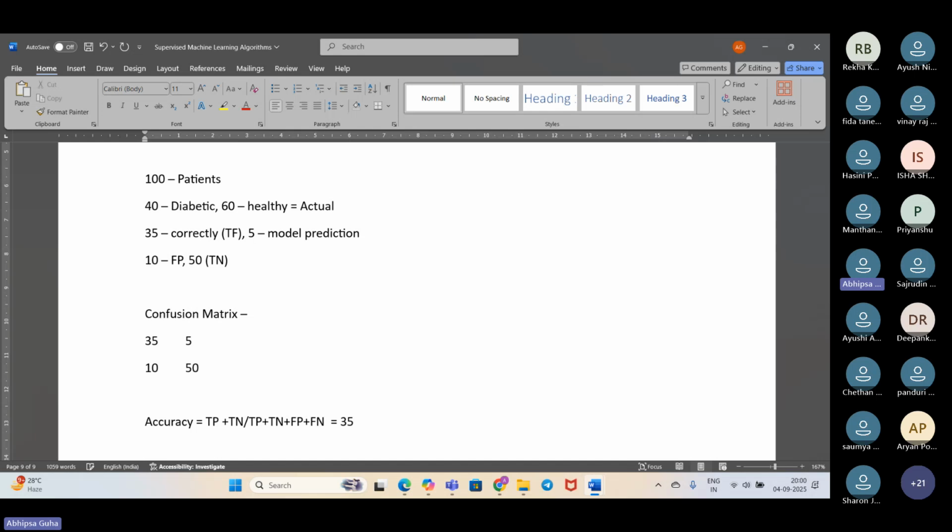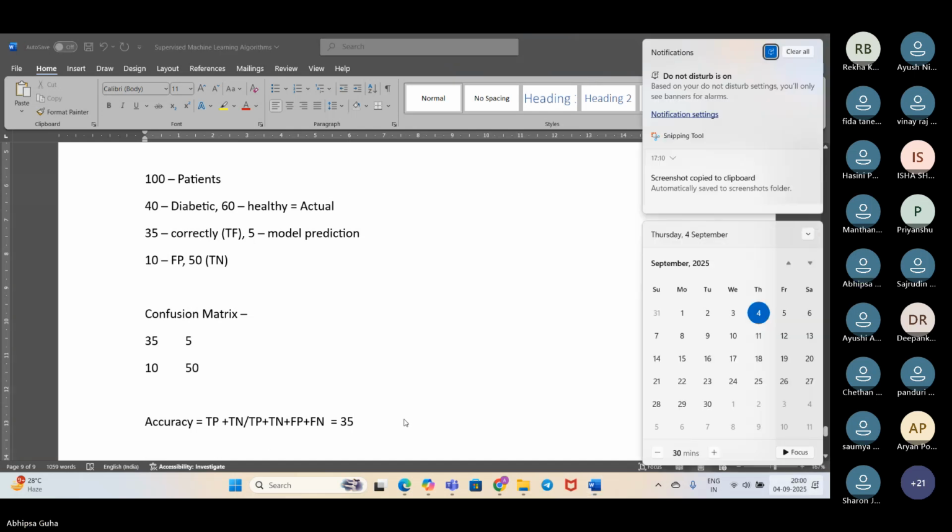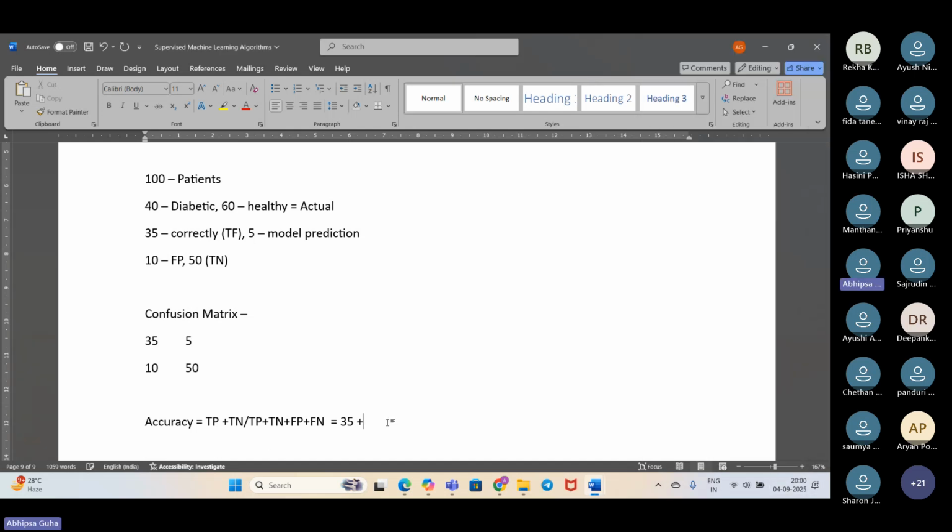35 is true positive, right? And what is TN? That is 50. 50 is TN, right? And we will divide it with all of the 100 values that we have taken into consideration. So it is 85, sorry, 85 by 100, that is 0.85, 85%. Understood? So the model is giving around 85% accuracy based on this data. Clear?